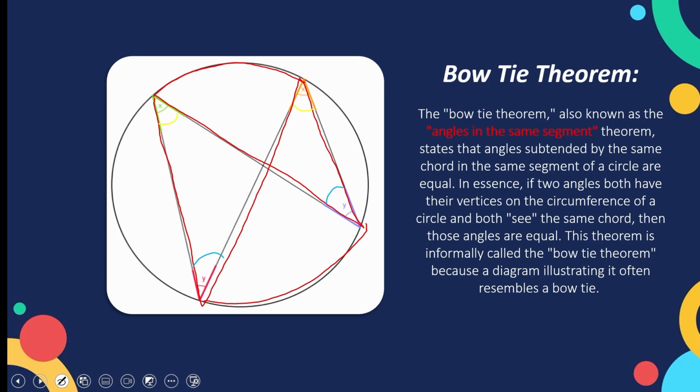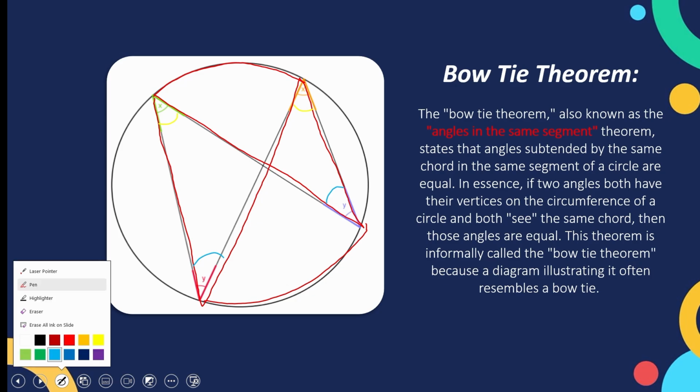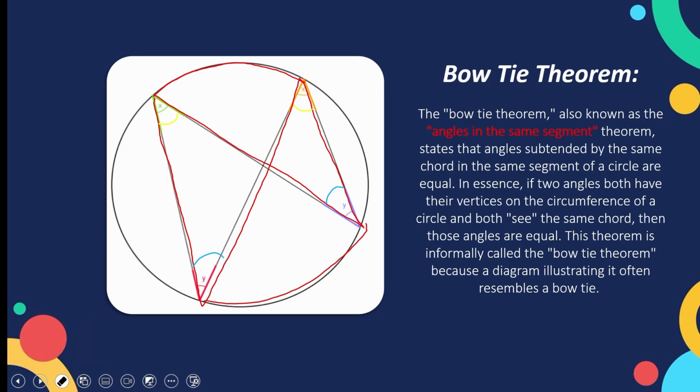It states that the angles subtended by the same chord in the same segment of a circle are equal. In essence, if two angles both have their vertices on the circumference of a circle and both see the same chord, then those angles are equal. This theorem, like I've said, is informally called your bow tie theorem because it looks like that bow tie.